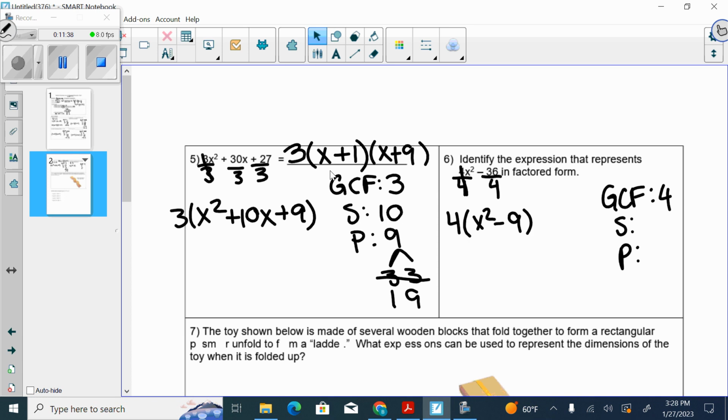0, right? Because there's nothing in the middle. Very good. And my product? Negative 9. All right, so what multiplies to give us negative 9? Negative 3 and 3. And will those add to give us 0? Yeah, negative 3 plus 3 is 0. So, what do I put first? The 4. And then we'll have our x minus 3 and our x plus 3. Good.